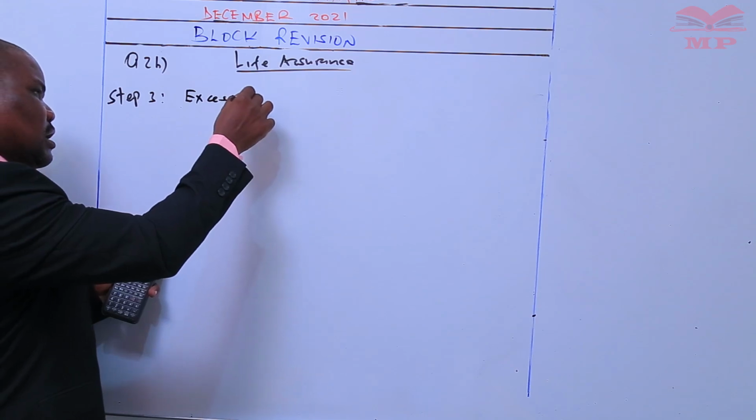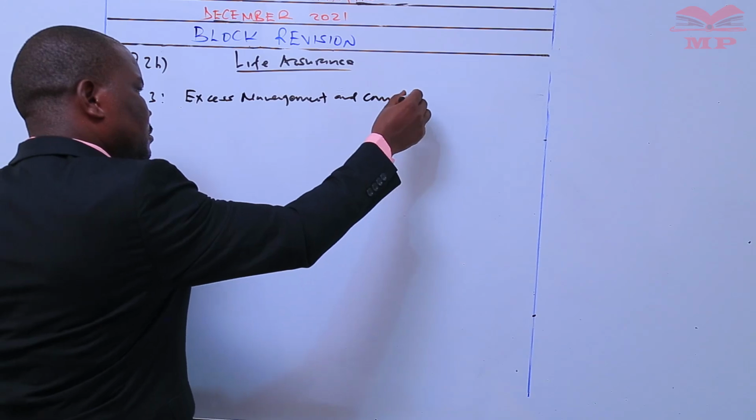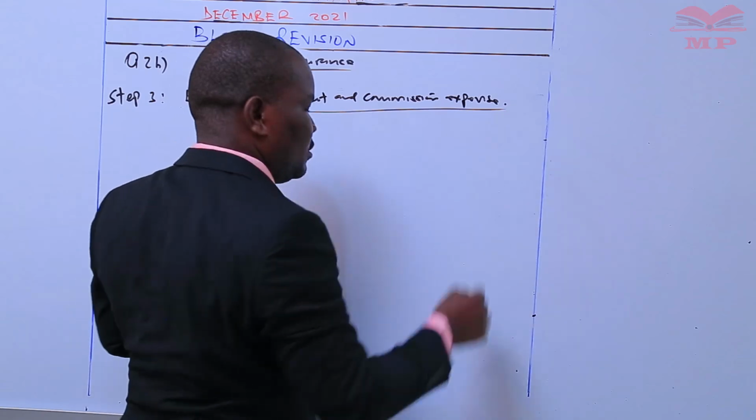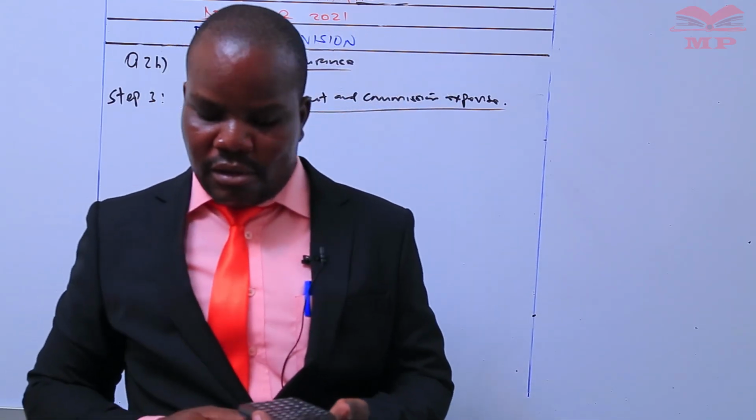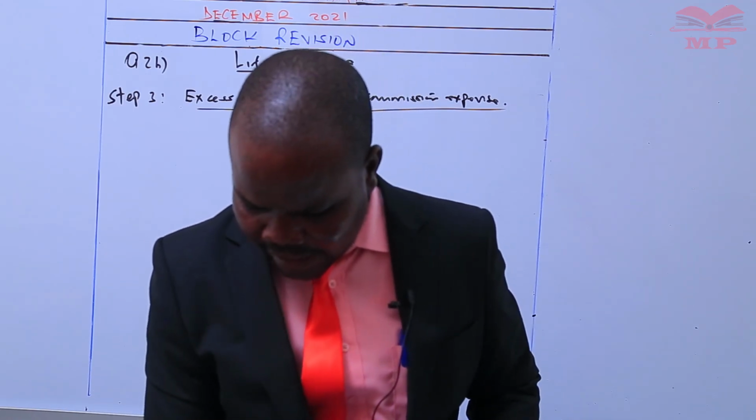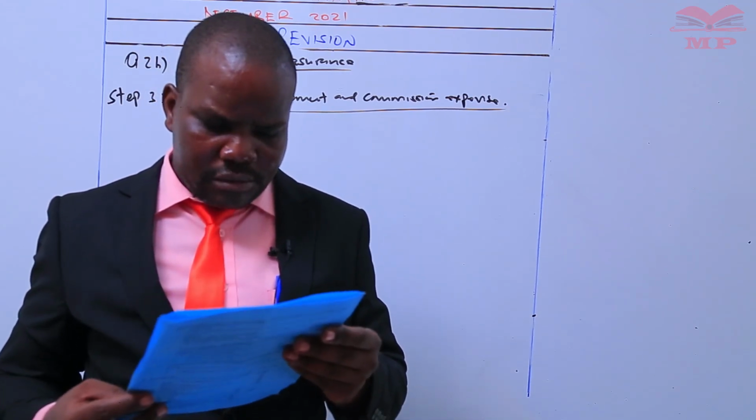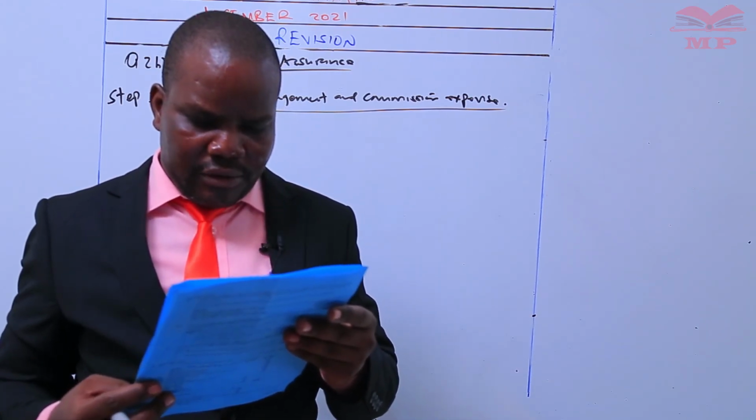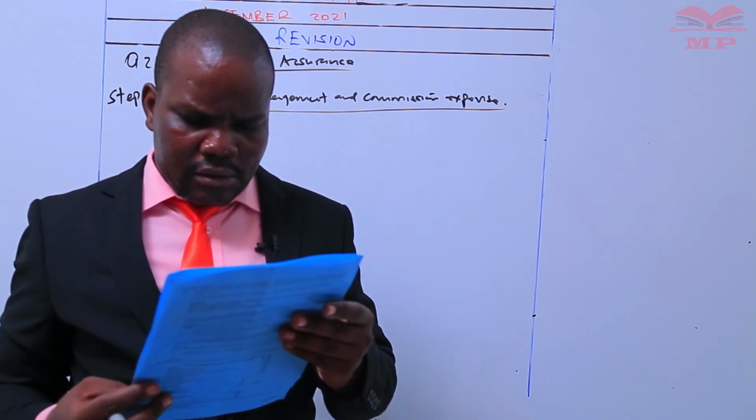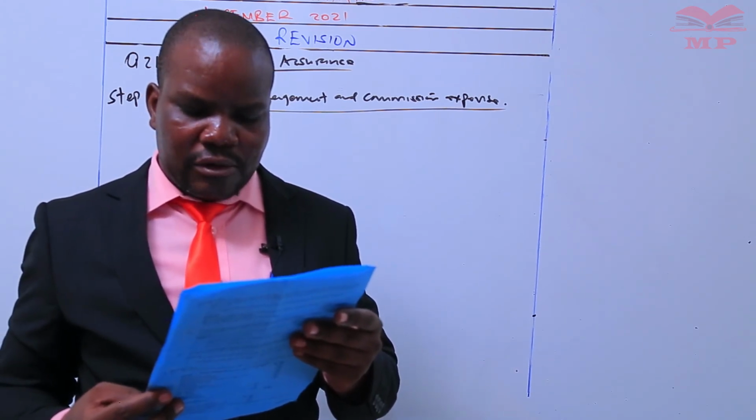Excess management and commission expense. So this we do like this. We determine the management and commission expense reported by the company. Then we compare it with what we have just computed in step 2. So let's look at the list provided again. If you look at the list provided under life assurance, commission expense is 2,960,000, while management expense was 25 million shillings.